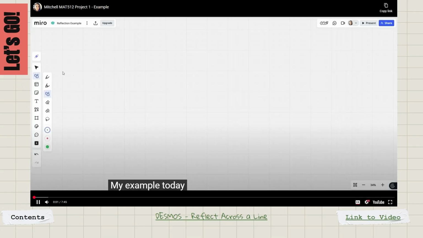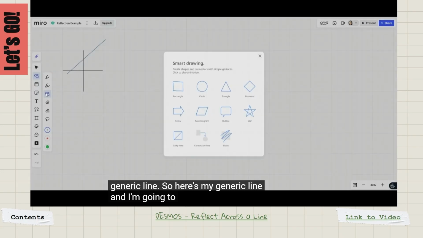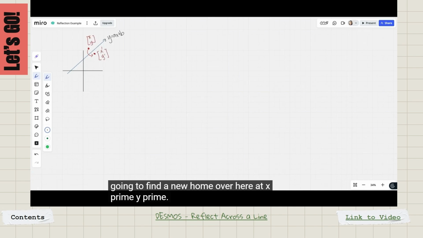My example today for my presentation is going to be reflecting a vector across a generic line. So here's my generic line, and I'm going to call that my y equals ax plus b. And I'm going to take some random spot here, and I'm going to reflect it over that line and put it here. So this is going to be my vector xy, and it's going to find a new home over here at x prime, y prime.